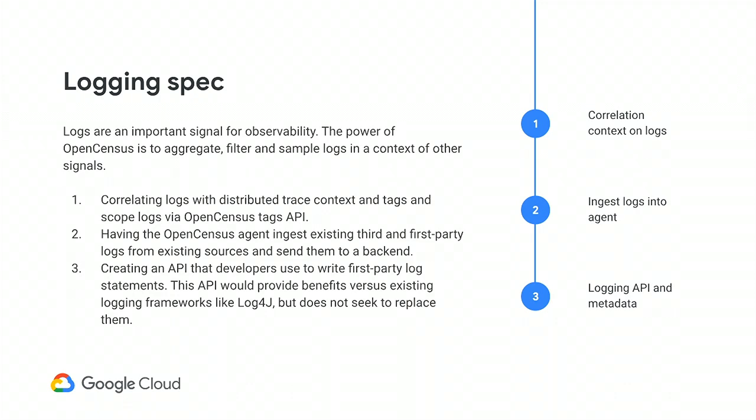Then we want to do scenarios like sampling based on verbosity of your logs. You may want to collect only 20% of informational logs, and errors and warnings all the time. That kind of scenario we want to enable for you to address cost issues, and that can be done on the OpenCensus agent or even directly in the SDK.